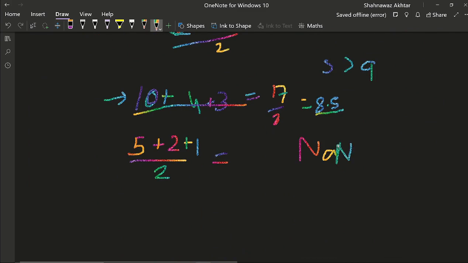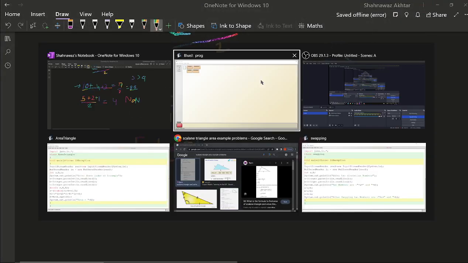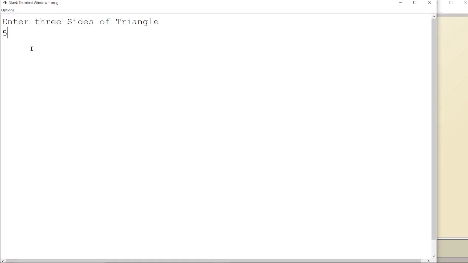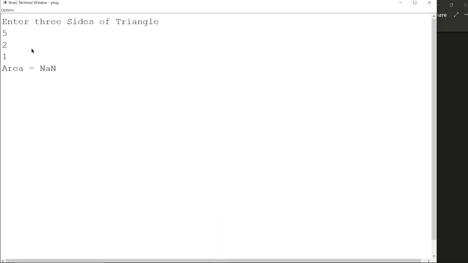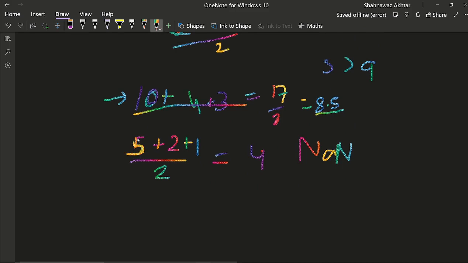This means what? Not a number. So now what will I get? 7, 8, which is 4. Now I think I should get the correct one. Now I think I should run this. So 5. Now what have I chosen? 2 and 1. It's again showing not a number. But why? It's giving 4. Oh yes, this is again this one.